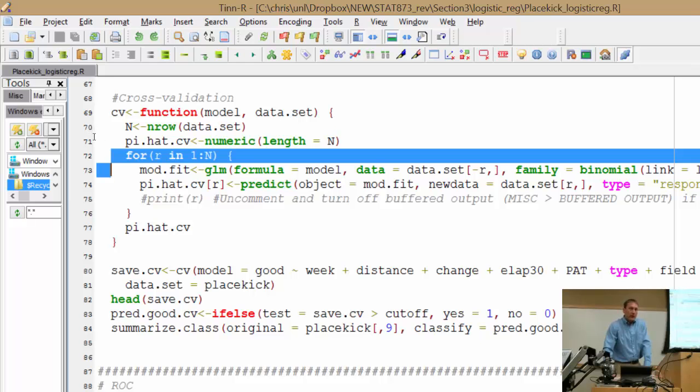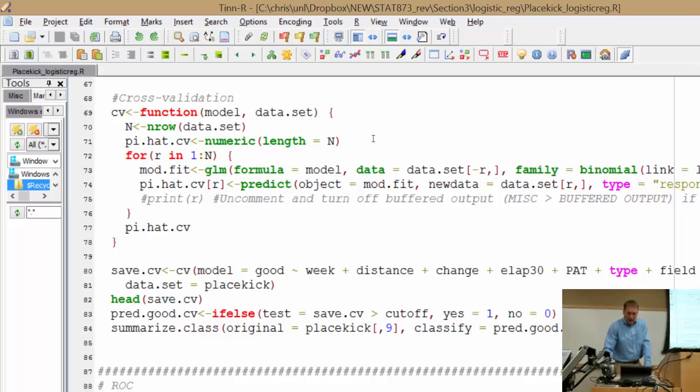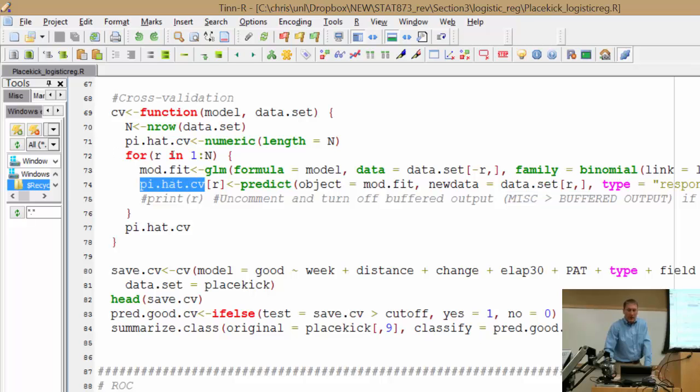Then I use a for loop, as we've done before. I re-estimate my model. Notice what happens in my data argument here. I remove the rth observation while I'm re-estimating the model. And then I'm going to predict for that removed observation what the actual pi hat is. So notice my new data argument that we used with the validation data set before. I have data.set, just look at the rth observation there. I get the pi hat out. I put it into my pi.hat.cv, the rth component. And then I return in the end pi.hat.cv.